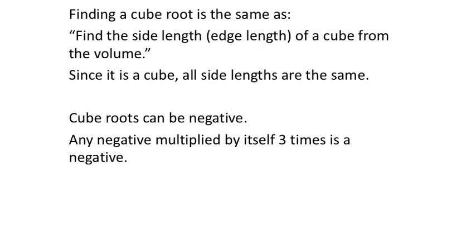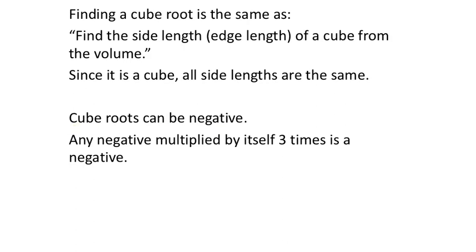So finding a cube root is the same as finding the side length or edge length of a cube if they give you the volume of that cube. Why would you have the volume without the side length? I don't know. Or why couldn't you just measure it? I don't know. But in math, that's the way we're looking at it. And that's what cube roots do. They give us the side length from the volume of a cube.